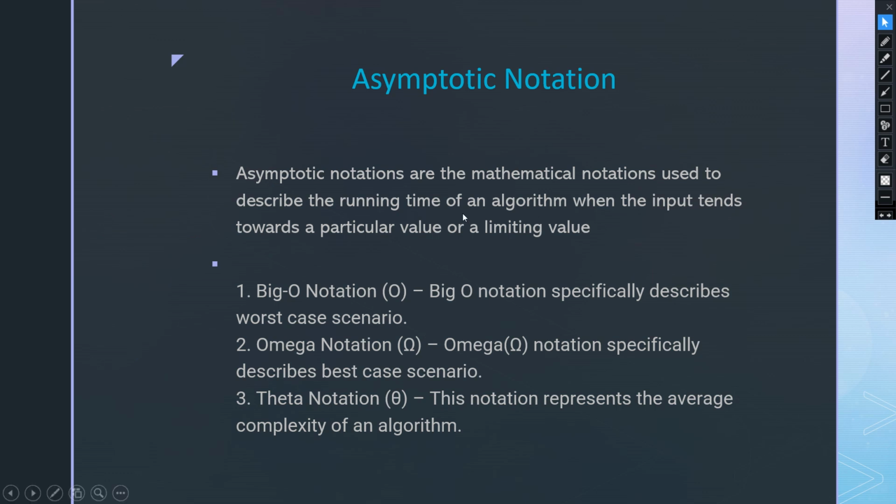Asymptotic notations are the mathematical notations used to describe the run time of an algorithm when the input tends toward a particular value or limit value. Big O notation describes the worst case, omega notation specifies the best case, and theta notation specifies the average case scenario.